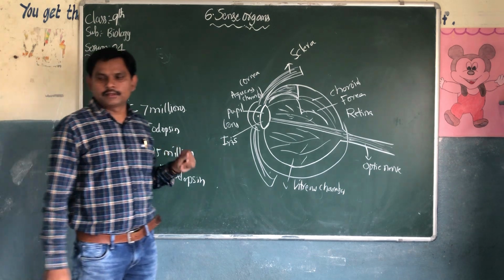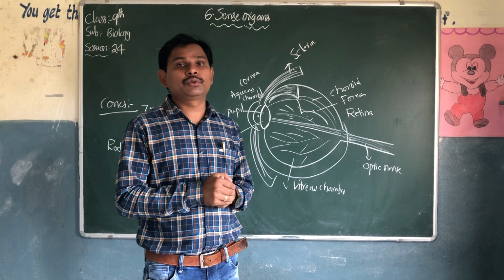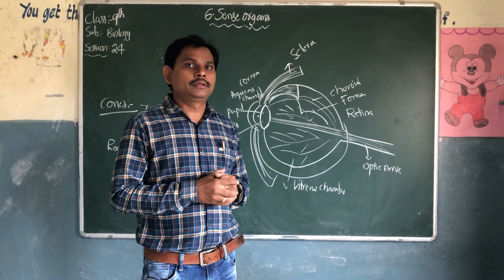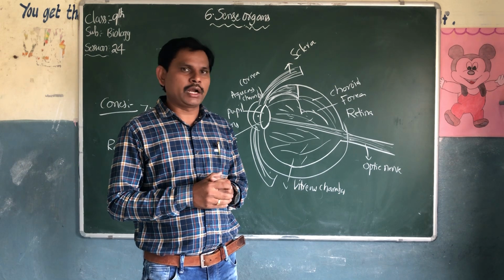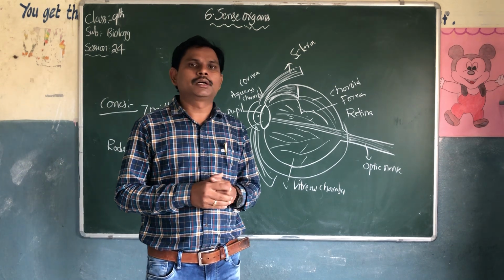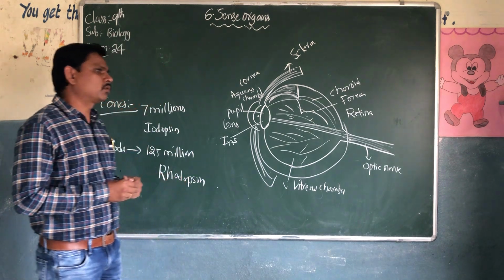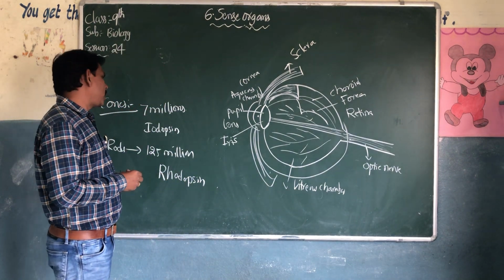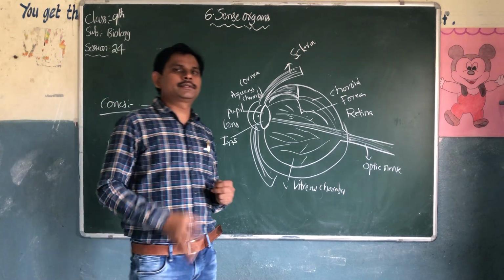The eye is a very important organ. It is a very sensitive part of our body. There are three layers: one is the sclera, another is the choroid layer, and the last is the retina. In the retina we can see rods and cones, which are very useful to detect light.